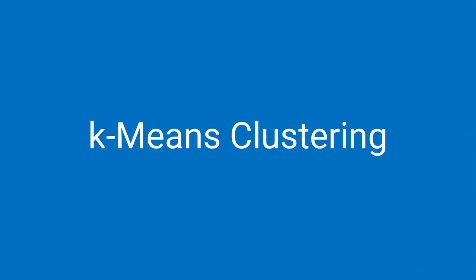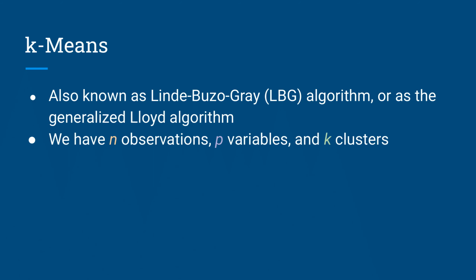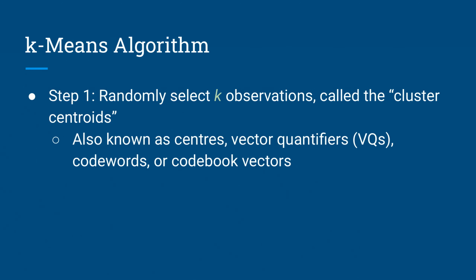Before we go any further, it's important to note that clustering is a product of many different fields, which means that there's a lot of different terminology to represent the same ideas. First, we'll talk about k-means, which is also known as the LBG algorithm, or as the generalized Lloyd algorithm. If we have a data set that contains n observations and p variables, and we want to create k clusters, then the k-means algorithm is as follows.